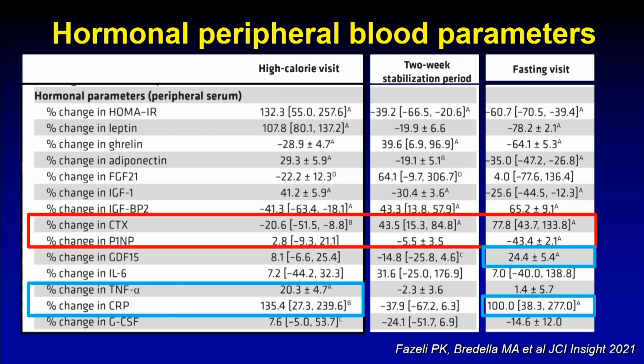Now I would like to draw your attention to the bone markers. CTX is a marker of bone resorption, and P1NP is a marker of bone formation. So the formation went up during the high caloric feeding, that's expected, and resorption went down. But during the fasting, actually resorption went up and bone formation went down.